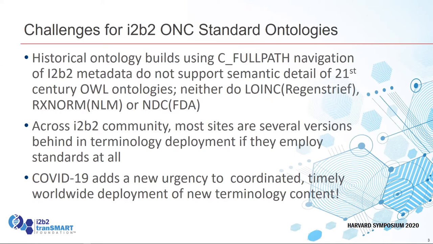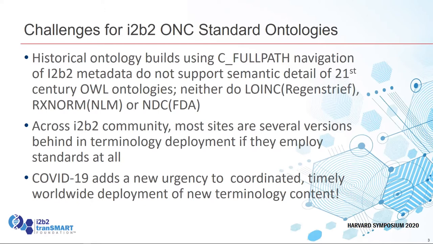Some additional challenges relate to what Matt V was describing. Basically, the concept dimension allows searching by the C full path variable to navigate to a piece of I2B2 metadata, and also to support folder searches, that is, all of the subtype concepts in the ontology. And to make things more complicated for us, LOINC and RxNorm, neither of them are really ontologies. They've never been published that way. They're not maintained that way.